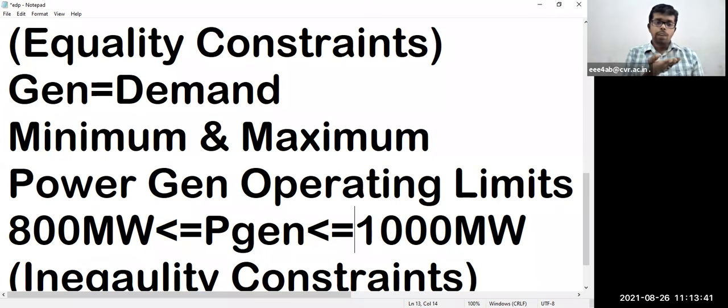If you are running the generator below this 800 megawatt, say for example 700 megawatt, then definitely you are unfit for that particular job. Why? Because efficiency is going down, and that is a huge loss for your generation company. Sometimes you will get a suspension, or you will be fired from that work, if you are running the generator like that.